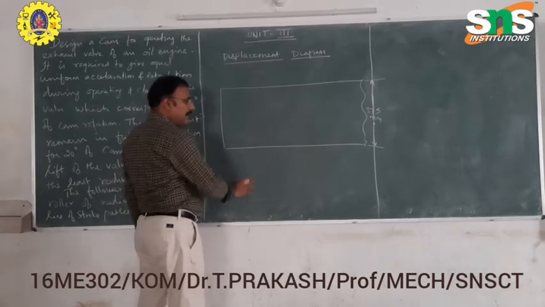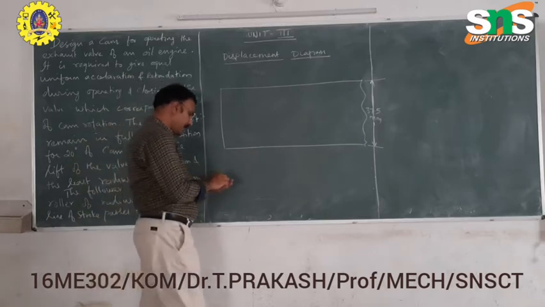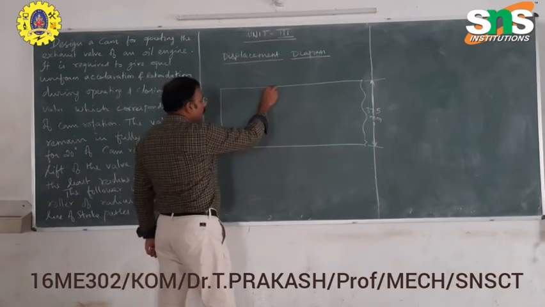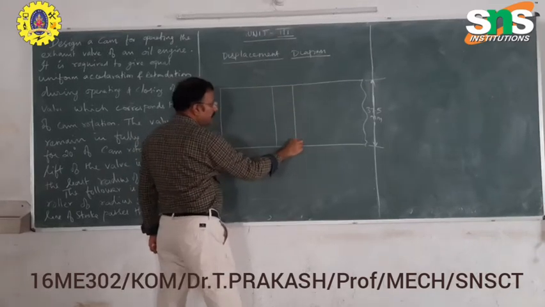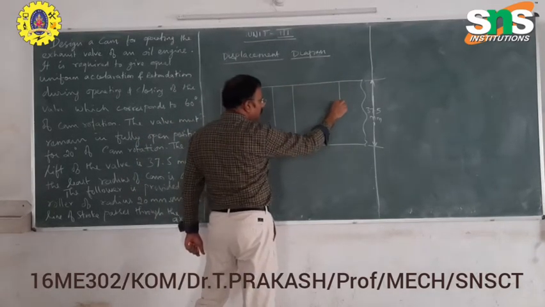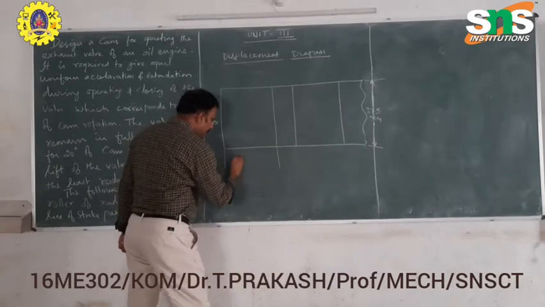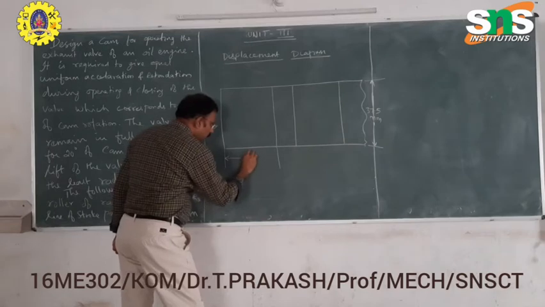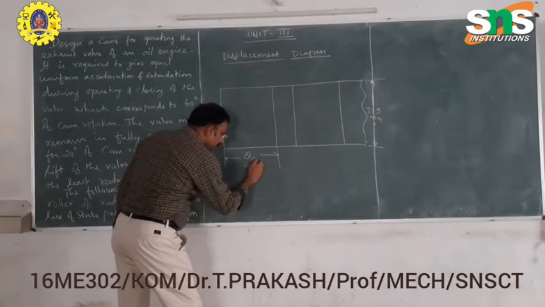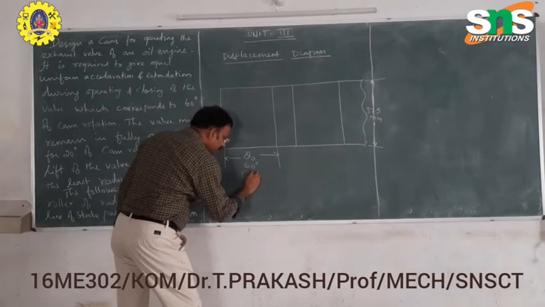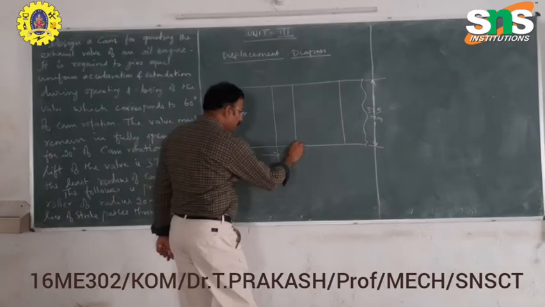We can write the scale ratio: we take 60 degrees as 6 centimeters. Outward stroke, dwell period, then return stroke. First you mark the outward stroke, 60 degrees, as 6 centimeters. Next, the 20 degree dwell period.